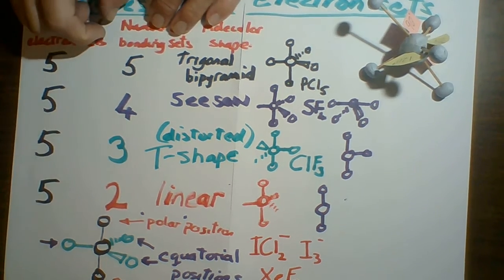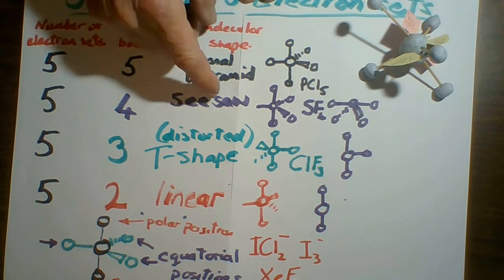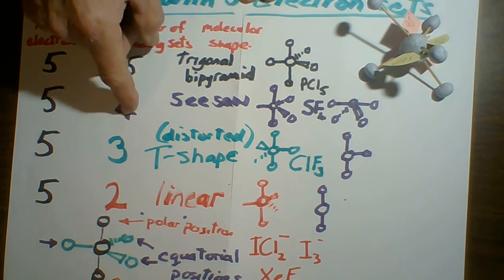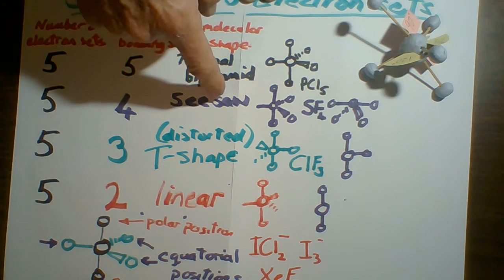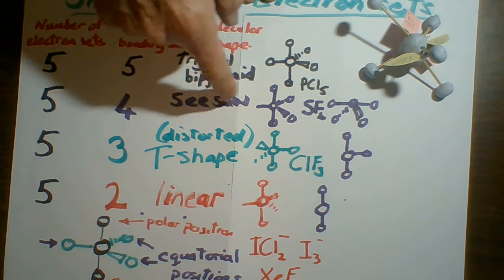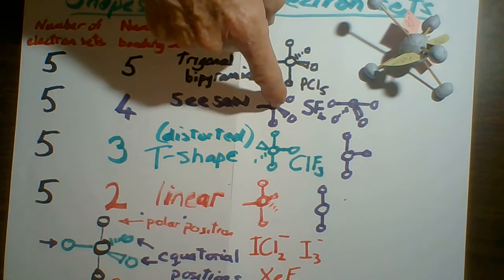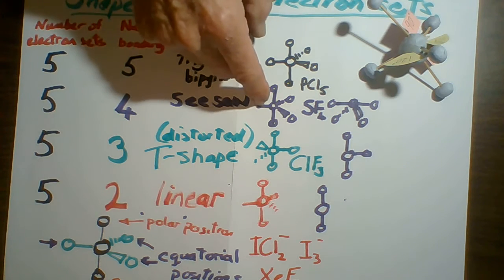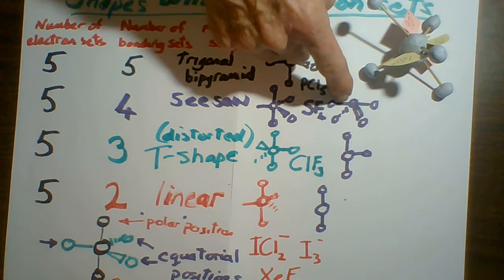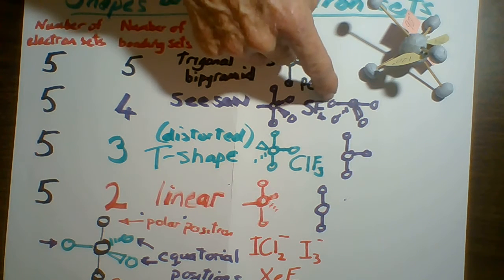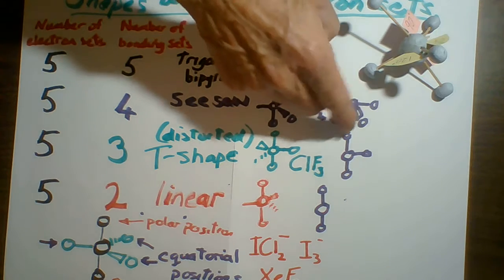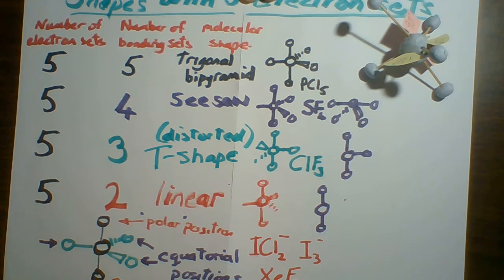Okay, the next shape, 5 electron sets and 4 bonding pairs or sets, is called a seesaw. Here I've drawn supposedly a 3D diagram, but it's got a lone pair showing. So without the lone pair showing, I've tipped it on its side. You can see it's a little bit like a seesaw. If someone sits here, someone sits there, they could rock back and forth.